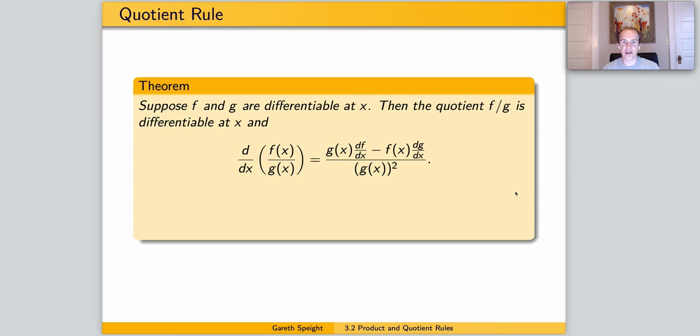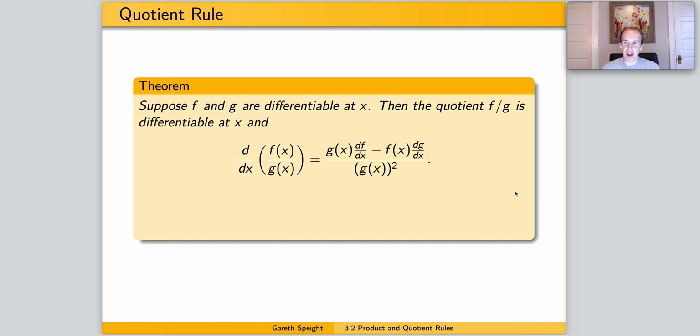Okay, so let's move on to the quotient rule, and the idea is the same. If we have two functions f and g that we know how to differentiate, then we can differentiate the quotient f divided by g according to this formula. It's a little complicated, but it's just a formula we have to know, memorize, and learn how to use.